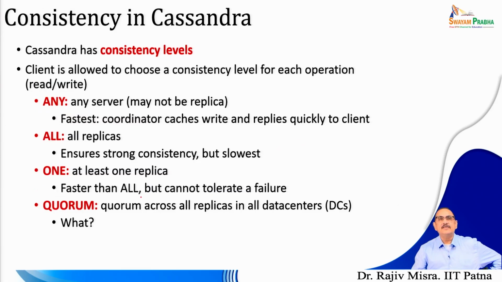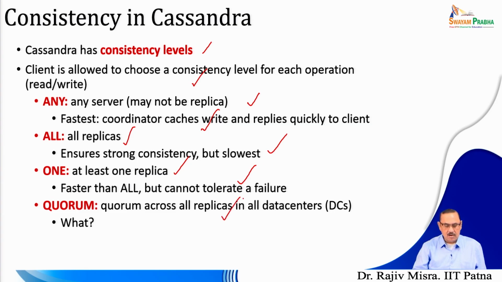Now, consistency in Cassandra comes in various levels, and therefore the client is allowed to choose a consistency level for each operation, that is, read and write. ANY means any server may be used, not necessarily the fastest replica that can give the values. So, the coordinator caches the write and replies quickly to the client. ALL means all the replicas are consulted, ensuring strong consistency but being the slowest. ONE is at least one replica, which is faster than ALL but cannot tolerate failure. QUORUM means a quorum across all replicas in all data centers.